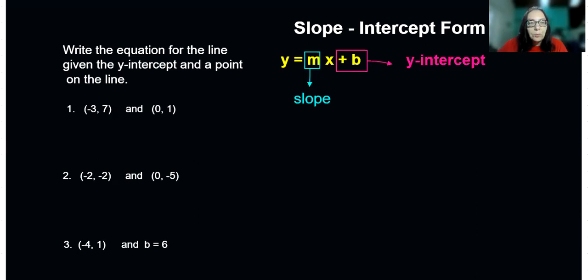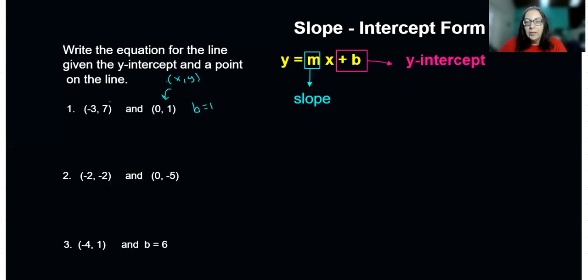When you look at your ordered pairs, if either of them has x as 0, the other number, the y, is your y-intercept. Remember, your ordered pairs are x, y. So when I look here, x is 0, so 1 is my y-intercept. So b is 1.